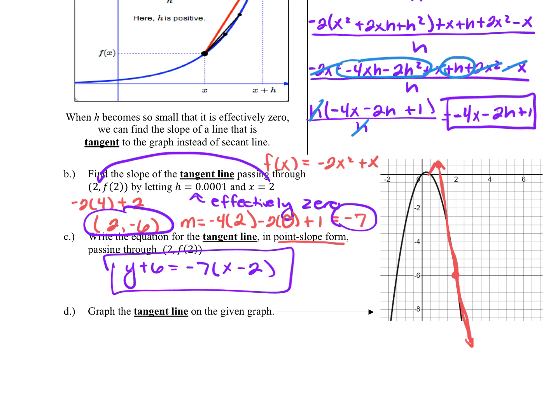All right, that's all that we've got, and then we're going to do some more examples with this and look at the difference quotient in a variety of types of functions.